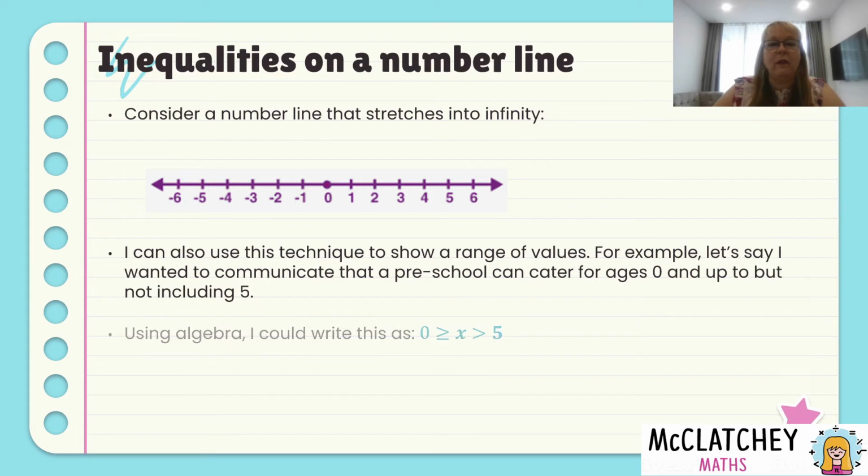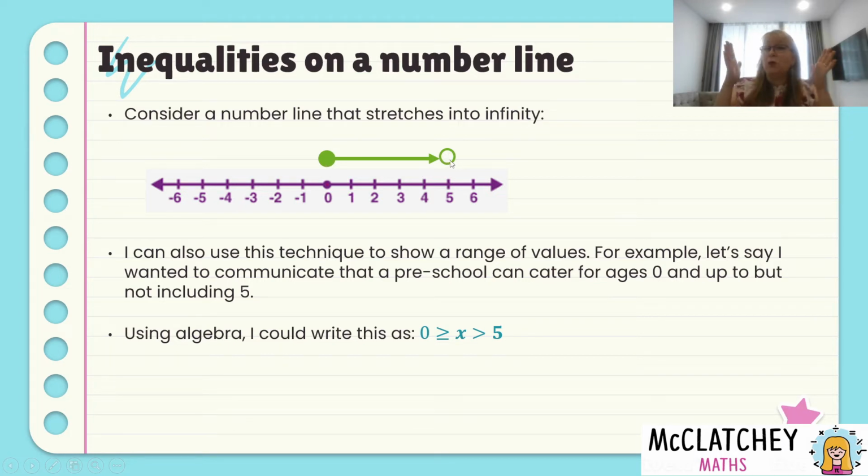So the way I would show that on the number line, well, firstly with algebra, I start with the smallest number on the left-hand side, and all the values of x are going to be greater than or equal to 0. So I could have a newborn baby come into my preschool, and all the values then are going to be up to, but not including 5. And on the number line, that will look like this. Closed circle coloured in, from 0 all the way up to, and then an open circle here.